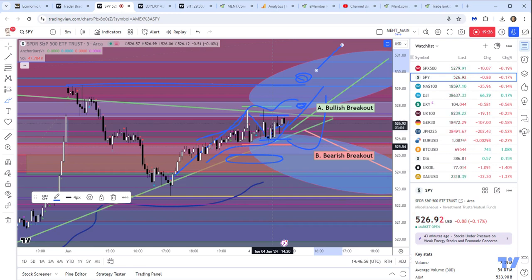And in the meantime, if you don't have a clear trigger like we have right now, we sit and wait. That's what we do. We wait for the market to tell us what it wants to do.